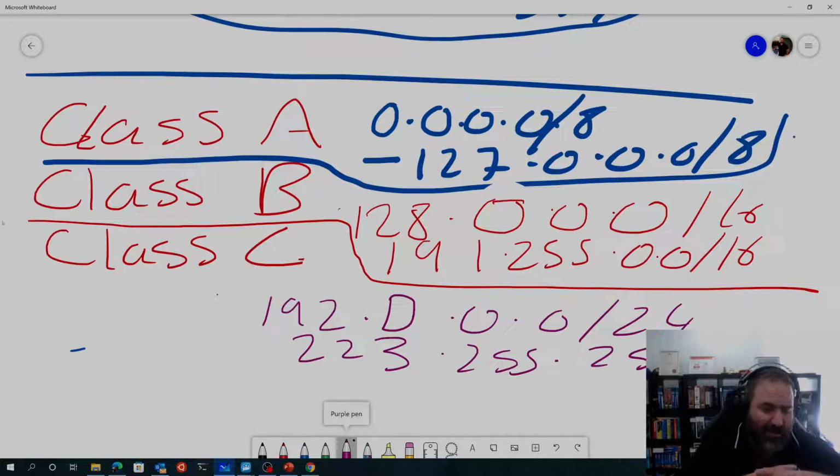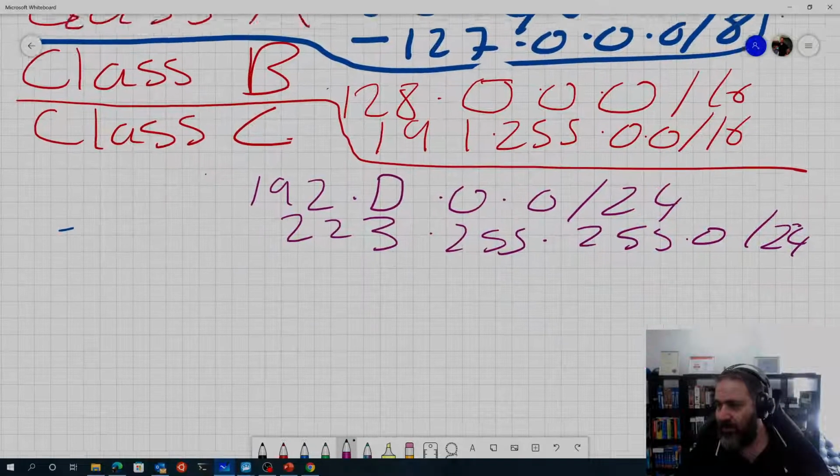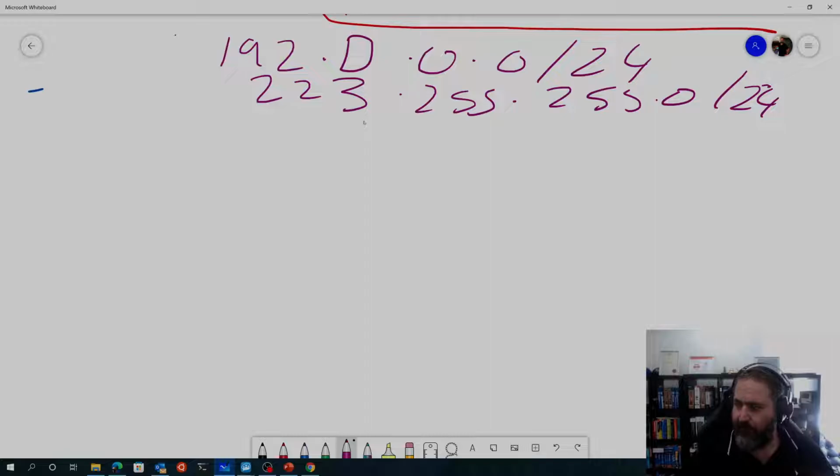I know that a Class C is going to have not that many hosts, but lots and lots of networks. I can use a lot of networks, but not that many hosts. Class B is in between, and with Class A, I'll give you an IP address range that has just one or two network addresses, but lots and lots of hosts. So it sort of breaks things up a bit.